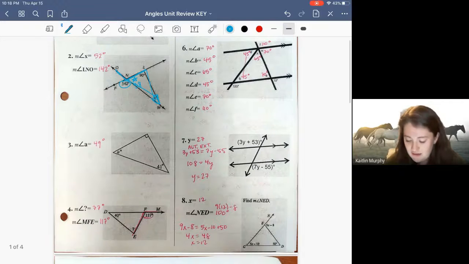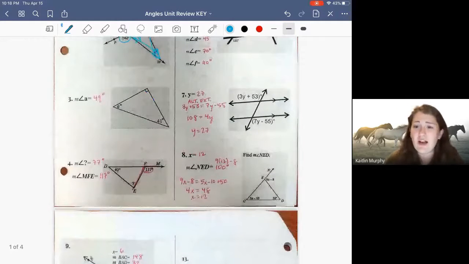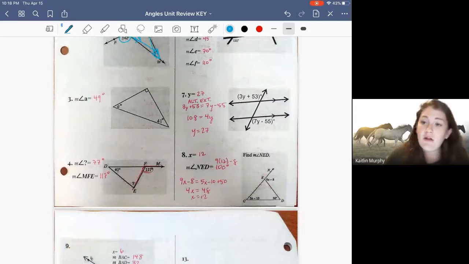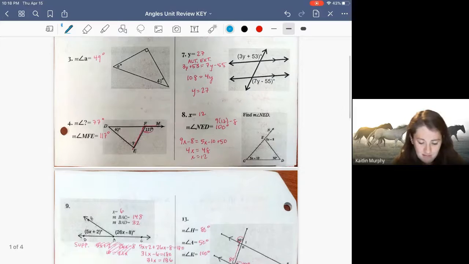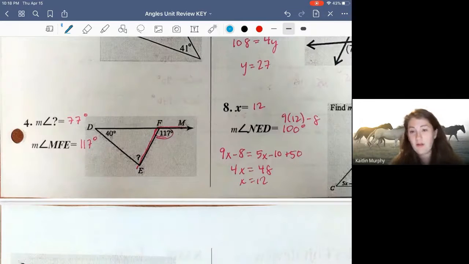On number 3, the measure of angle A is 49 degrees. We've got a right triangle there. So we're given that 90-degree angle and the other 41 degrees. Just subtract those from 180. 49 degrees.